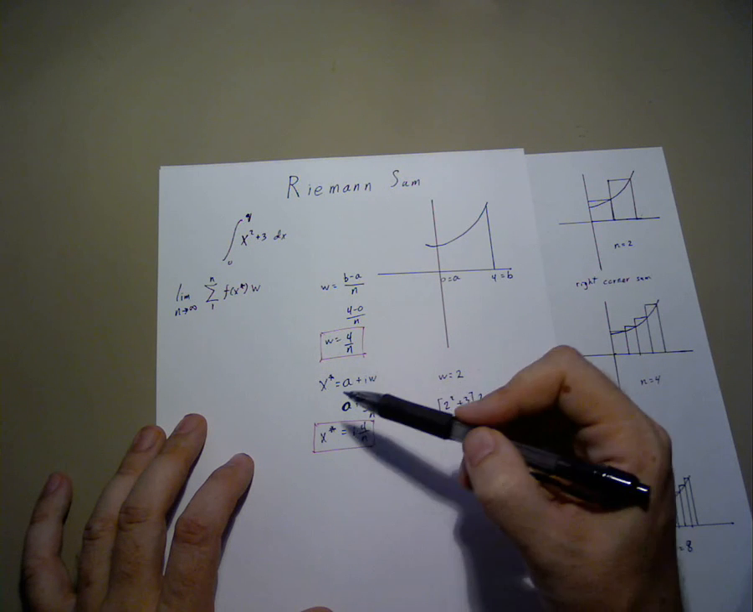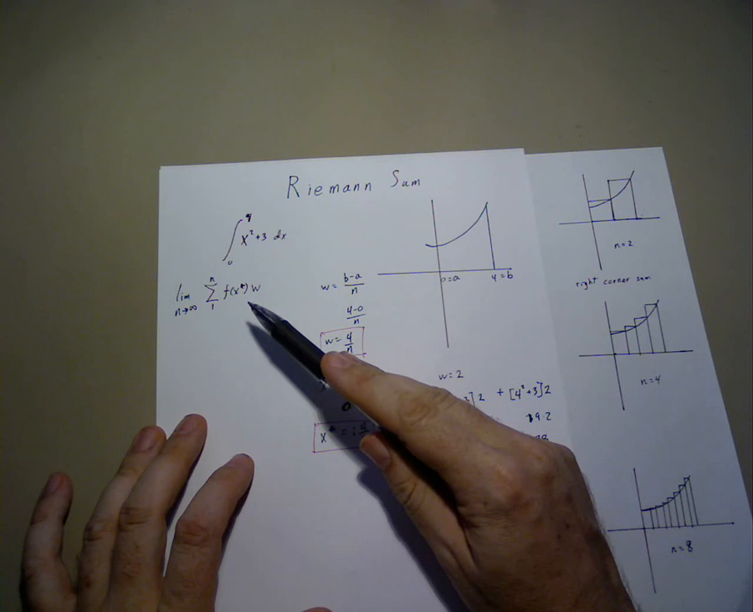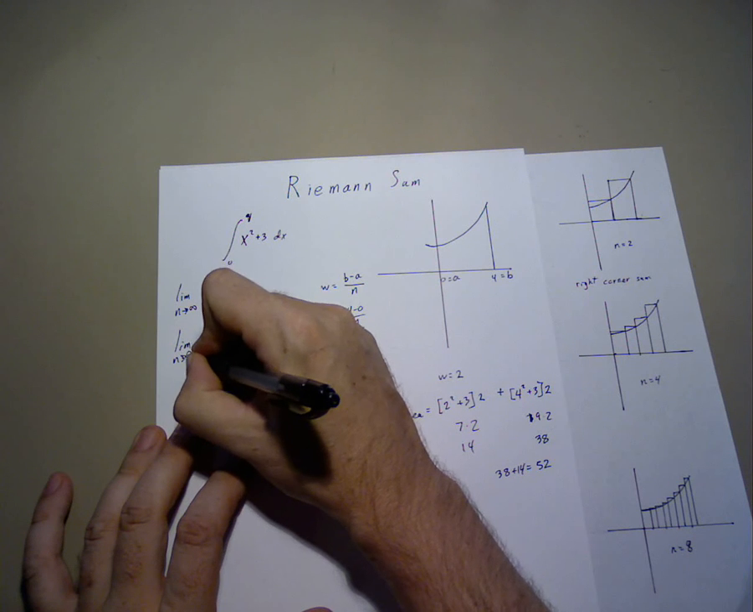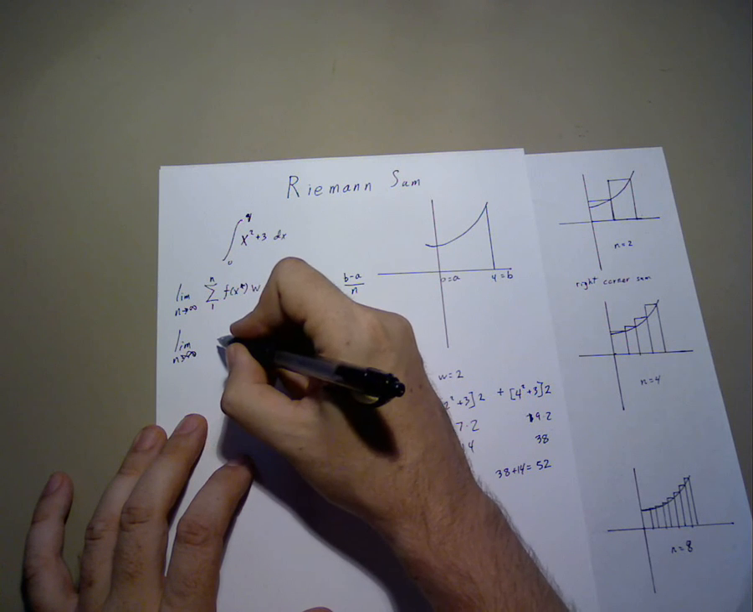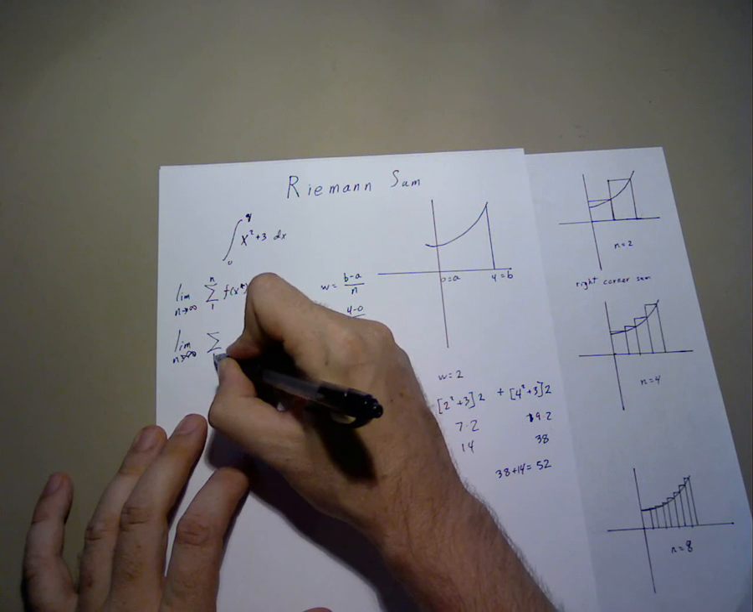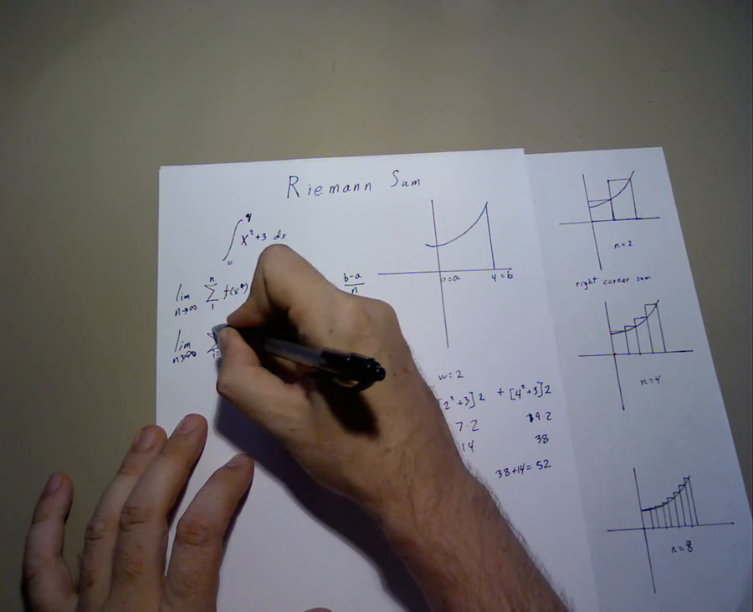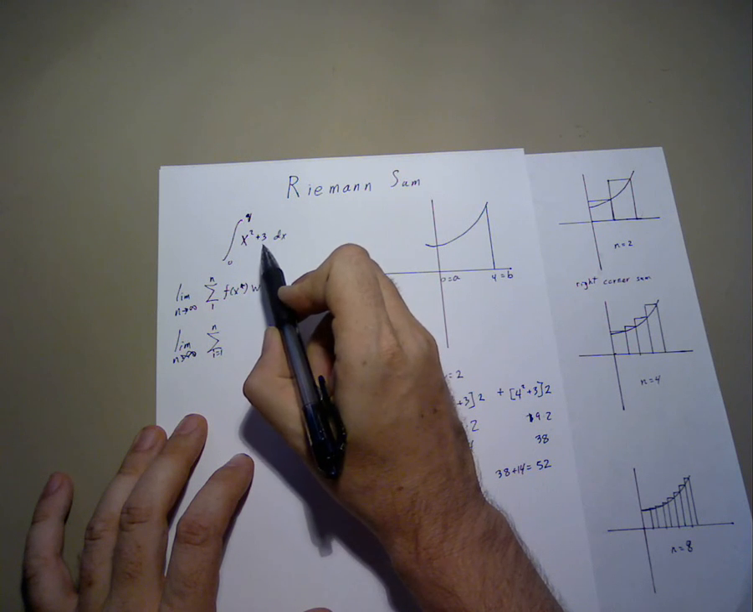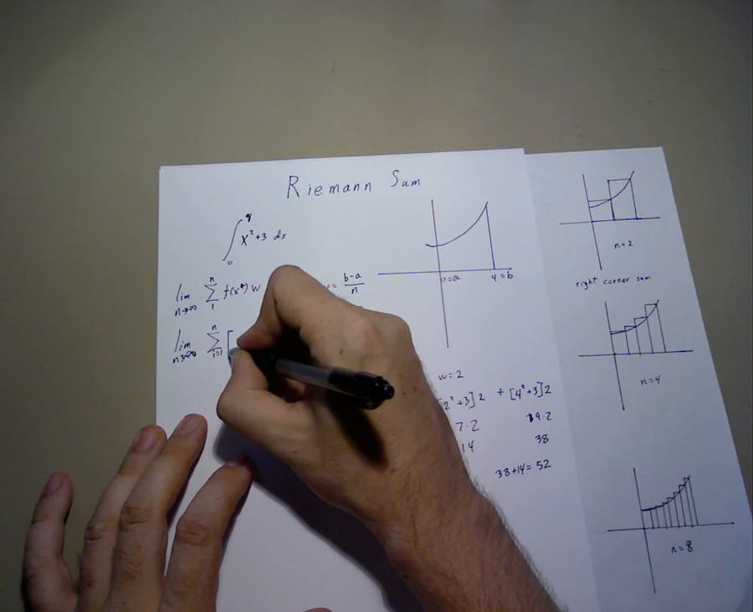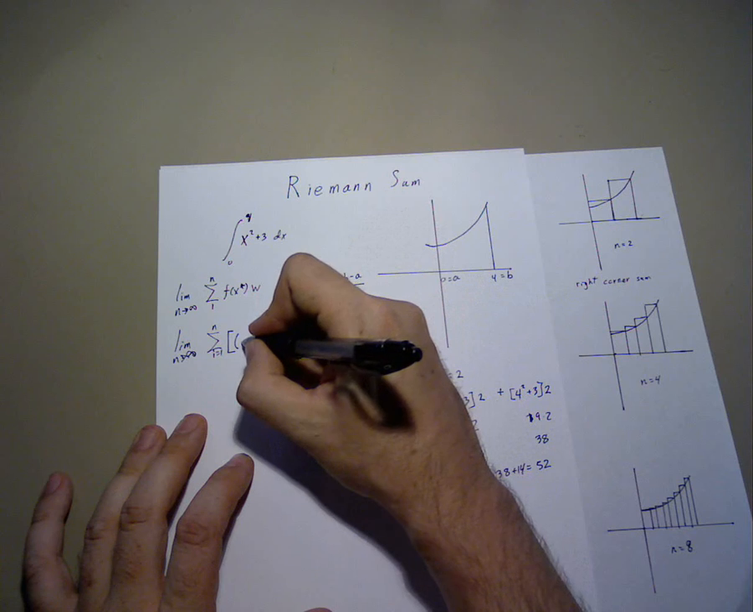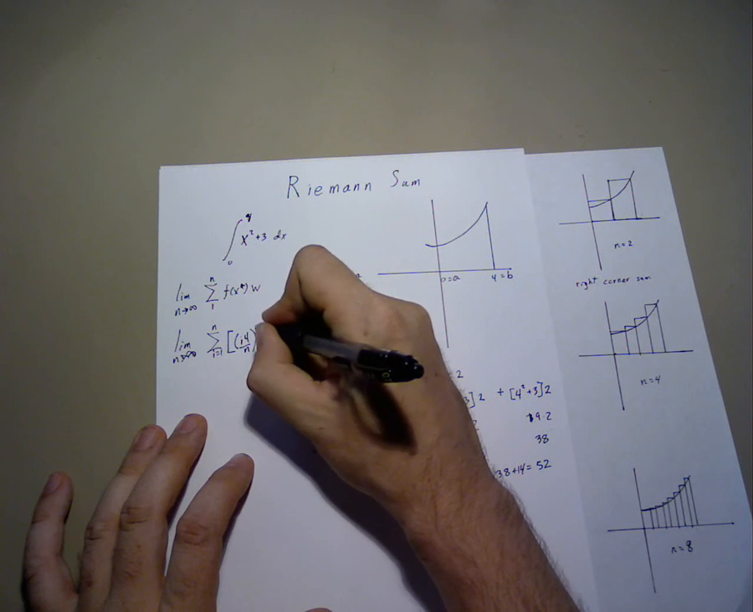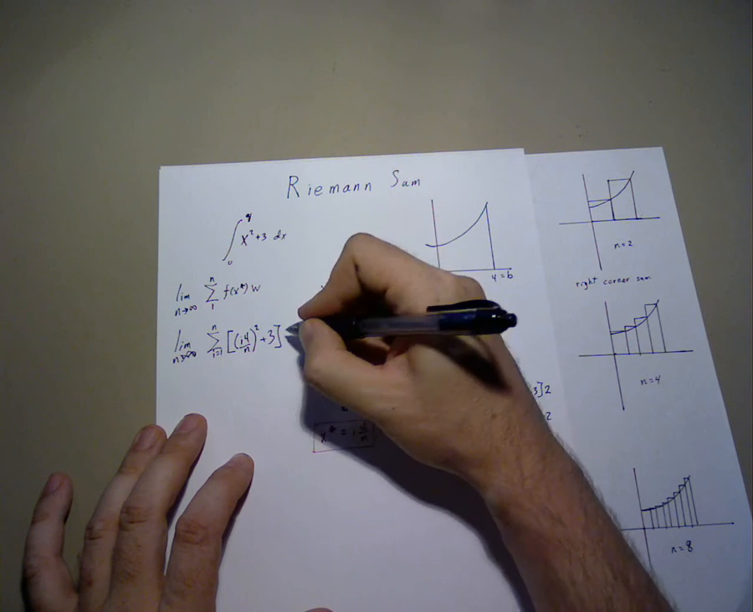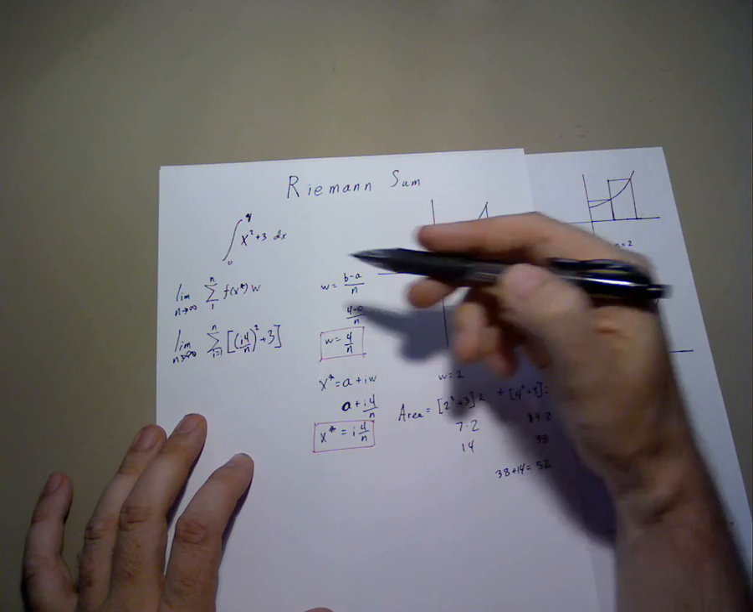Now, we need to apply this into our sum. Limit as n goes towards infinity. We have a summation, i equals 1 to n. Our function is x squared plus 3. So I will include x squared plus 3 times the width. Our width in this case is 4 over n.